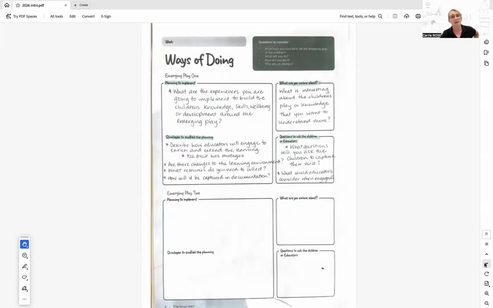So the ways of doing page is what we call the planning page. This is done in advance. This is where we're thinking about our intentionality. It can be a week or a fortnight to start with, but we're giving our team and ourselves some guide around what we're going to be really focusing in on.